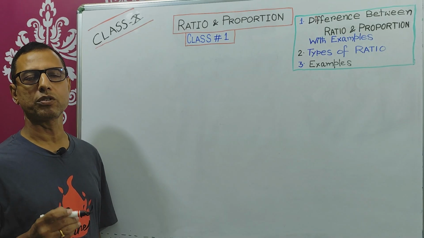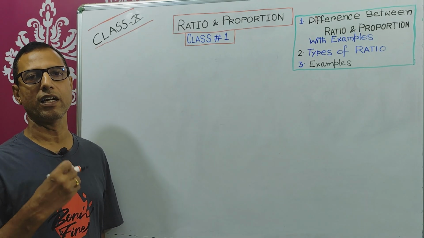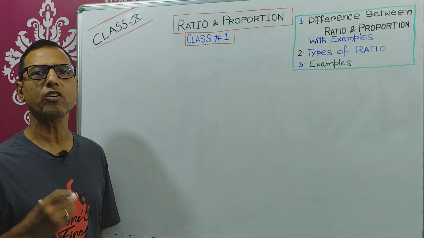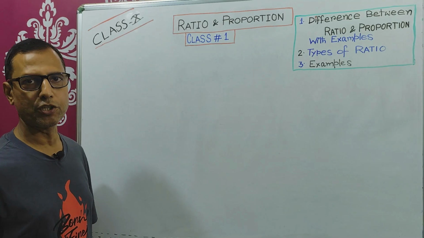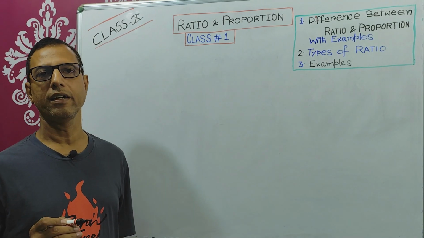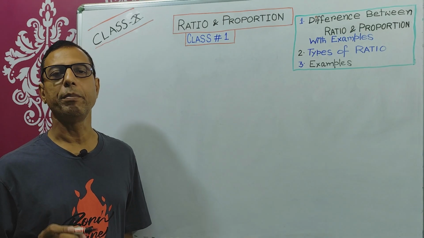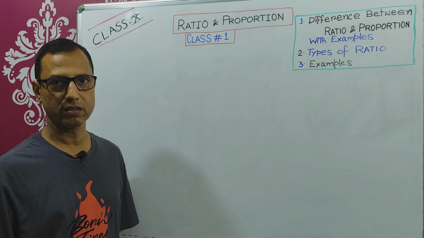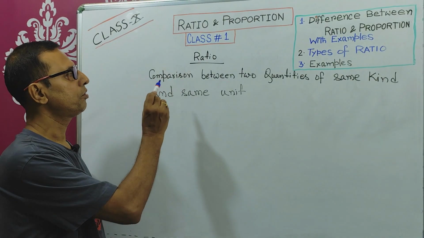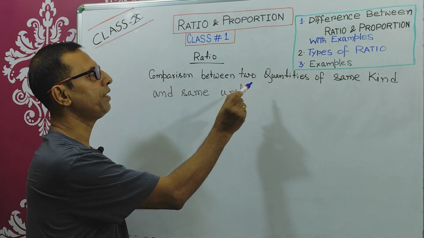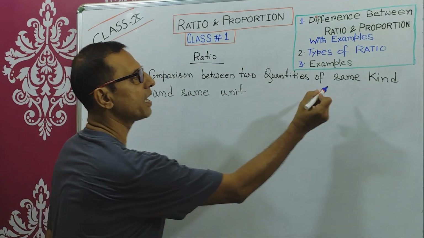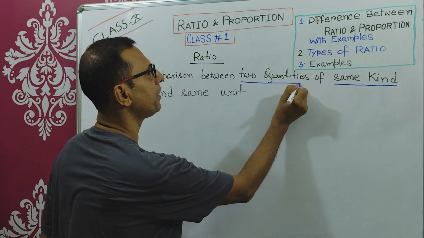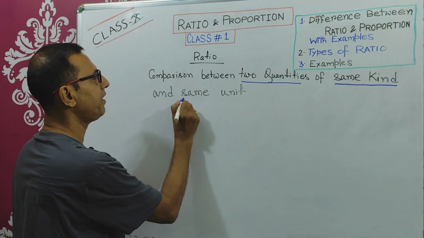This is a term we use in mathematics, in science, in our day-to-day life, everywhere. A very common term. So what is ratio actually? Ratio is nothing but the comparison between two quantities of the same kind with the same unit. Let's understand it. This is a very important term: two quantities of same kind and same unit.